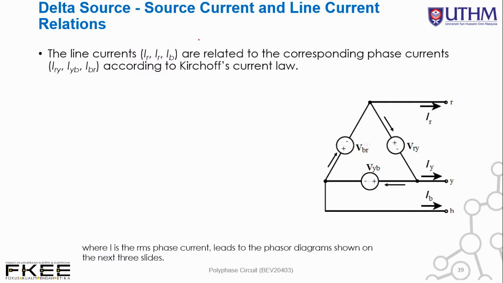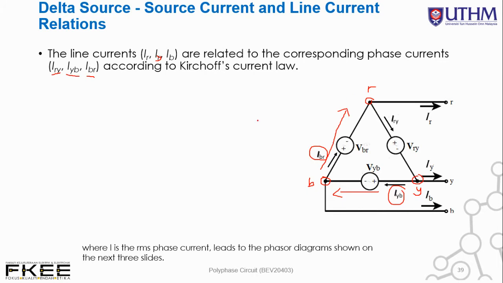And then okay, delta source, where source current and line current relationships. So we have the line currents IR, IY as well as IB, related to the corresponding phase currents IRY, IYB, and IBR according to Kirchhoff's current law. So basically we have this node. Alright, this is node R, for example. Then this is node Y, and this is node B. Okay, so yes, this is the relation of IRY, which is leaving node R heading to node Y, and then the second one we have IYB, which is again leaving node Y and heading to node B. And then the third one we have IBR, which is again leaving node B, and heading to node R.